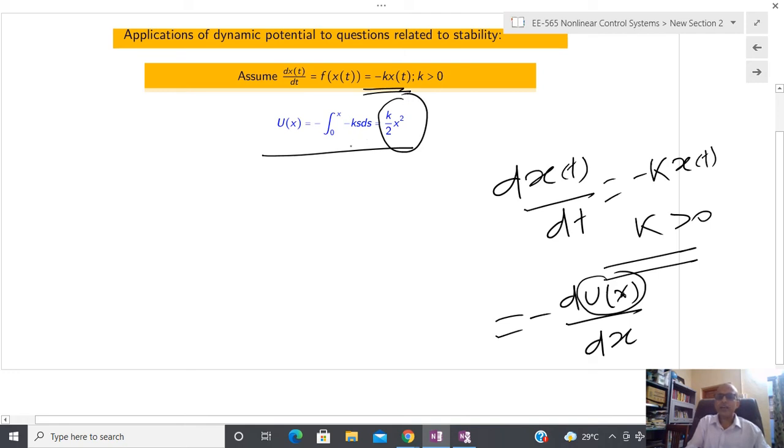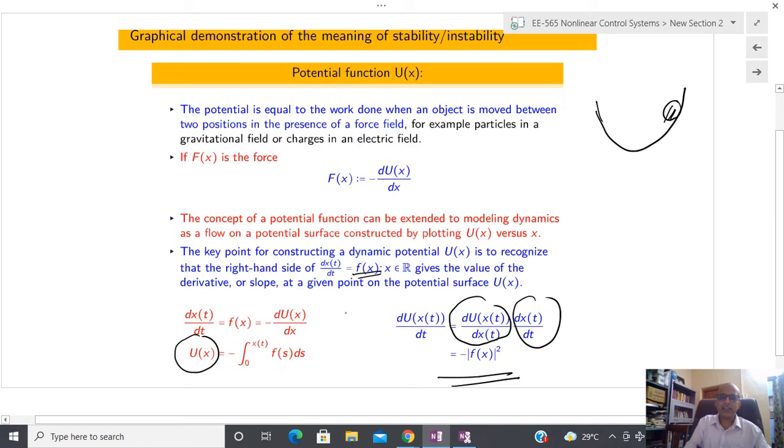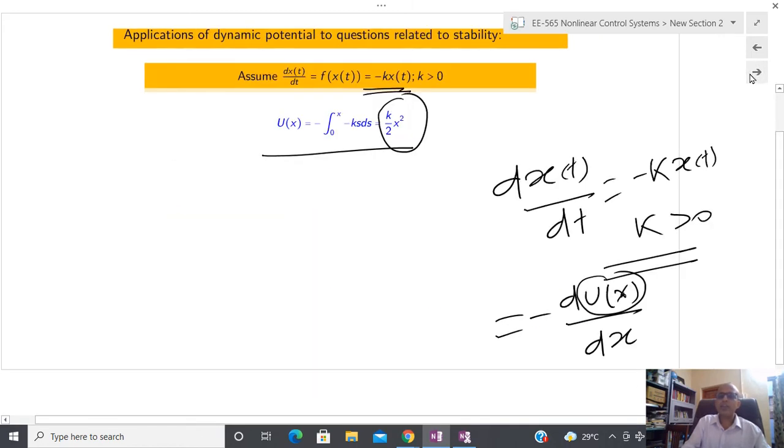Because in the previous relation we have seen that u(x) is nothing but the integral of f(x). So in place of f(x) you can just substitute the right-hand side of the differential equation. Here the right side is minus kx, so I am going to substitute it here. After substituting, if you calculate this definite integral, then you are able to see this.